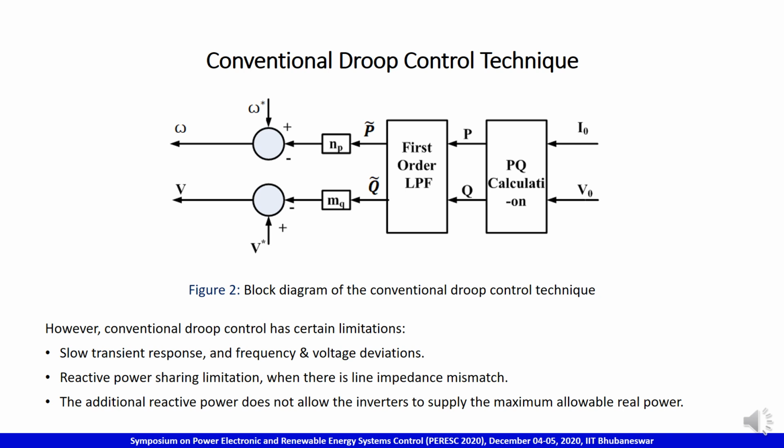P and Q are the measured active and reactive power output at the inverter side. The schematic representation of the conventional droop control technique implemented in inverter control is shown in figure 2, where I0 and V0 are the measured output current and voltage of the inverter respectively, which are given to the PQ calculation block, which provides instantaneous power output. Then a first order low pass filter is used to get the average output active and reactive power.